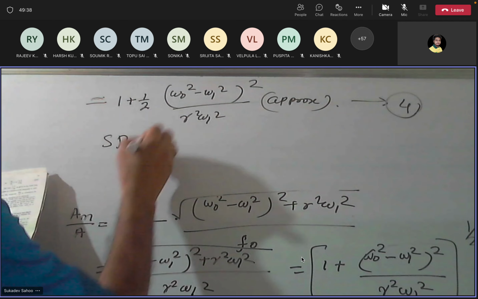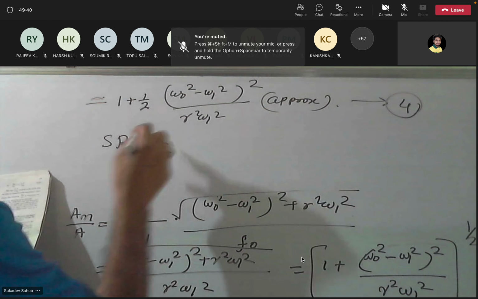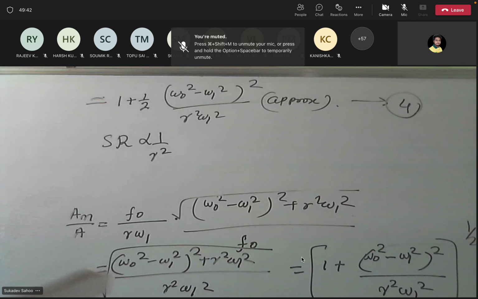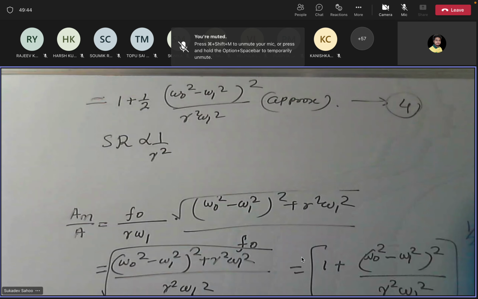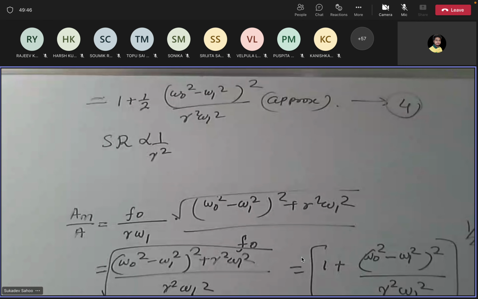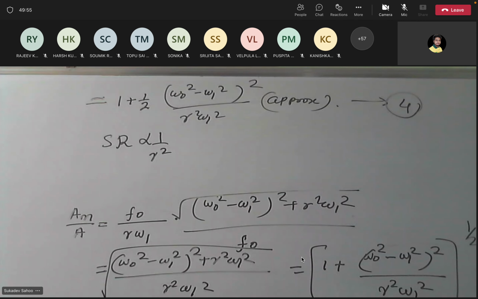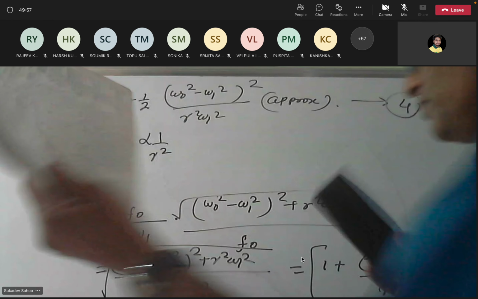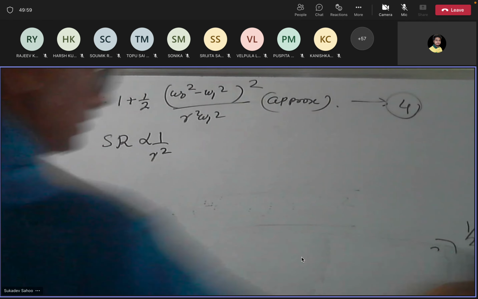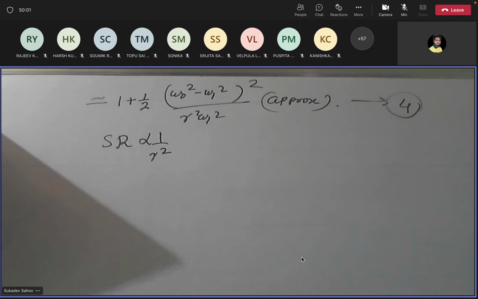So we can write, hence smaller the damping, sharper is the resonance. Okay. Then we will discuss another parameter, that is the bandwidth of resonance.